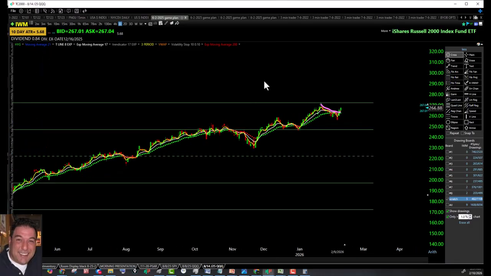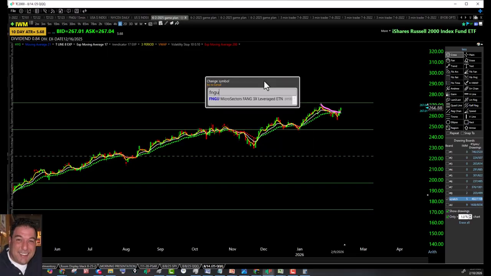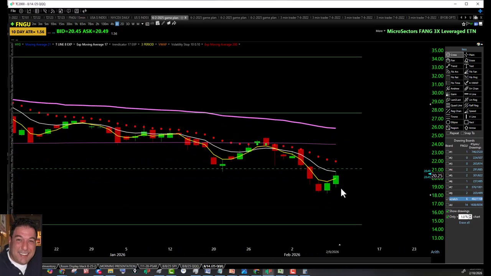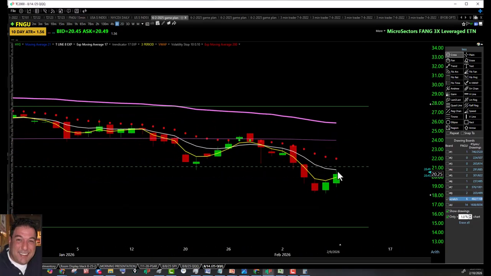All right, so there's IWM. We did Diamond Dow, we did SPY and Q. Let's take a look at Stinker. All right, so here's FNGU. This is a higher low and a higher high.